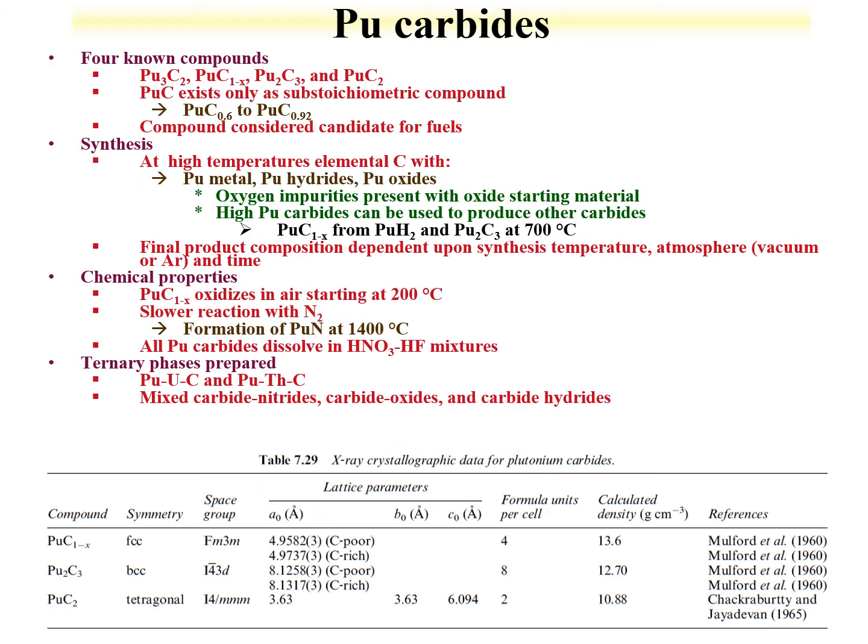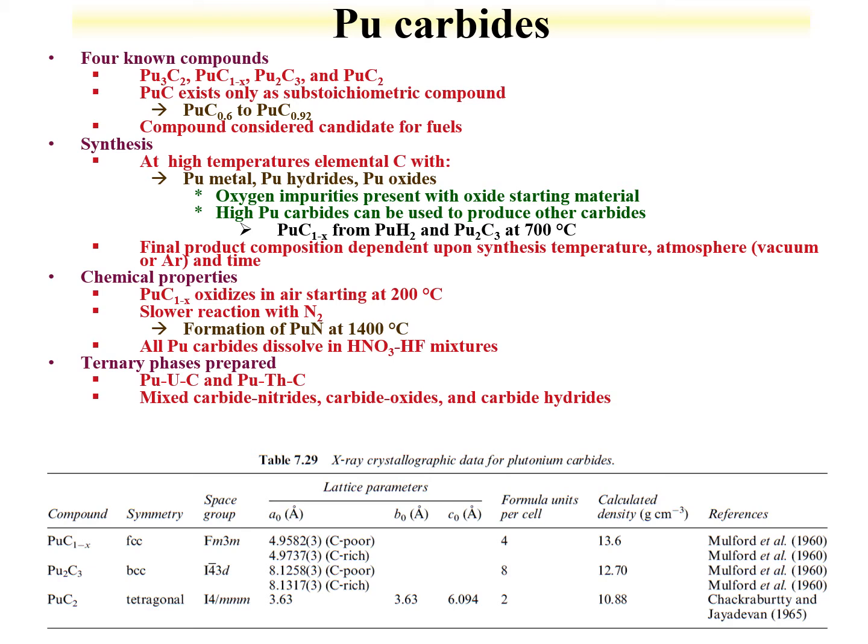Other plutonium compounds are the carbides. Carbides have been proposed as nuclear fuel. There's 4 known plutonium carbides listed here. The plutonium monocarbide exists only as a substoichiometric compound, so PuC 0.6 to just a little bit below 1. And these, as I stated earlier, these compounds are considered as candidates for fuels.